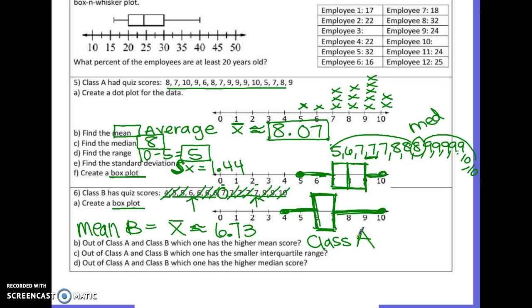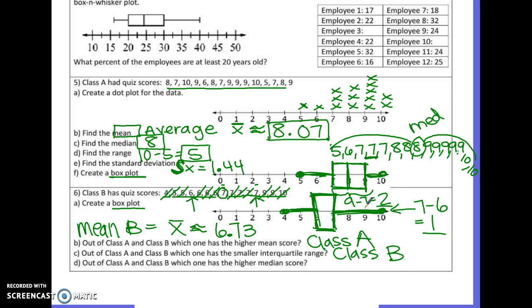Out of Class A and B, which one has a smaller interquartile range? Interquartile range is the box part. So for this one, the box part is from the 7 to the 6. So 7 minus 6 equals 1. And here, it's from 7 to 9. So 9 minus 7 is 2. So which one has the smaller? That would be Class B. Comparing 1 to 2, 1 is smaller.